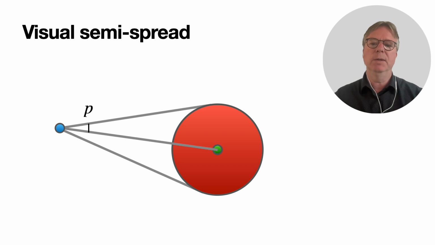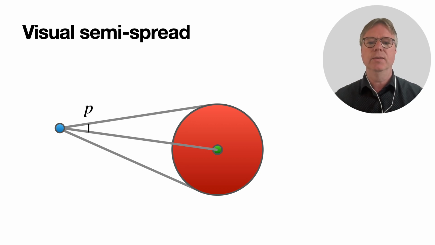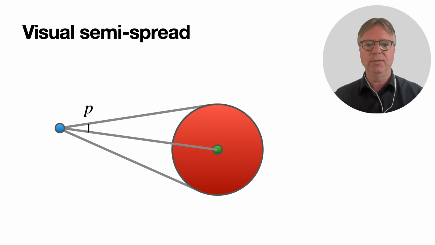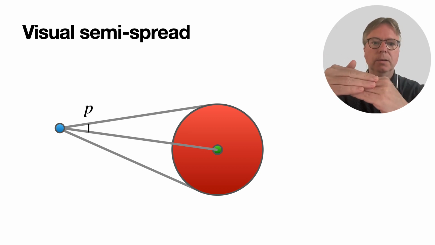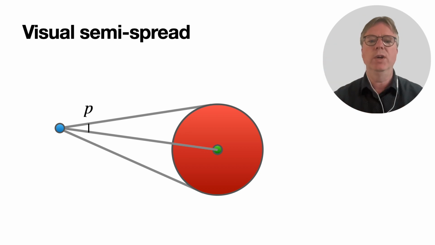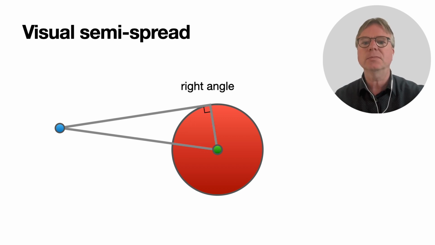And this is what I mean by the semi-spread. So if you take the viewpoint, the blue viewpoint on the left, and the green point, the center of the sphere on the right, then P is the spread between that line and one of the light rays that graze the surface of the sphere, and that we call P. So now let's get into the derivation and find the formula for this.